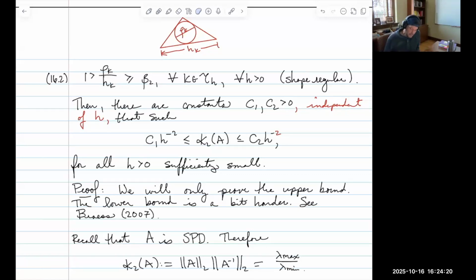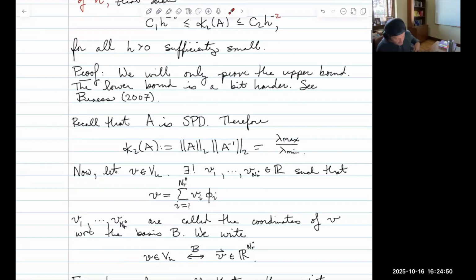Now, I'm only going to focus in this proof on proving the upper bound, because the lower bound is a lot more tricky and involves a lot of extra machinery that I don't have. So I'm simply going to point you to where this lower bound can be proved. If you're interested in seeing how the lower bound is proved, you can see the book by Dietrich Braess from 2007, and that's where that's covered. So let's focus on this upper bound. How do we get that?